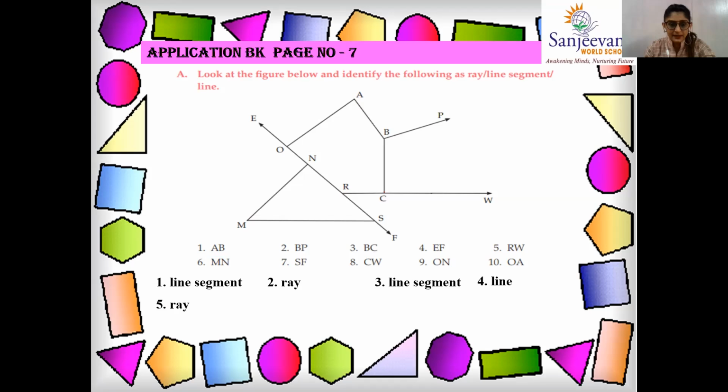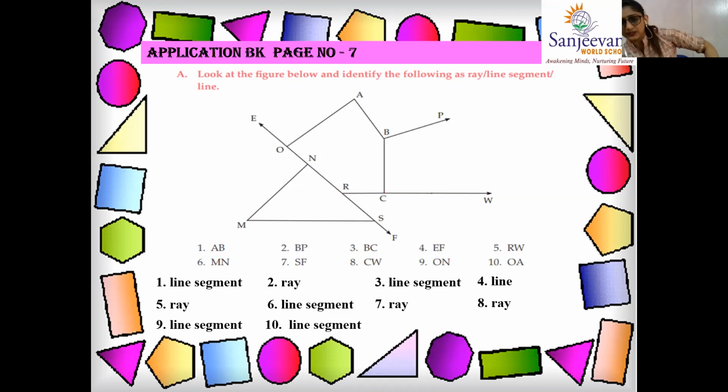Sixth one, MN is a line segment. Seventh, SF is a ray. And eighth, CW is again a ray. Ninth, ON. Where is ON? Yes, look for ON. It's a line segment. And the last one, OA, is again a line segment. So this is how we are going to write. Moving ahead with the next question.